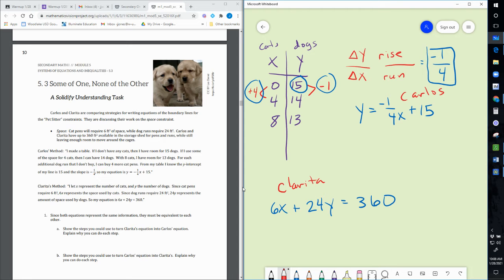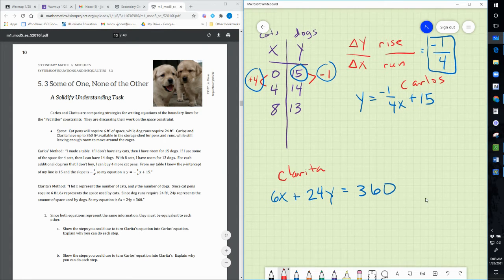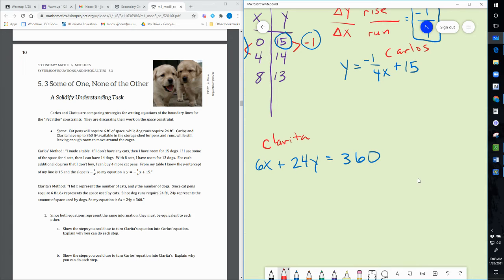Okay? So now we have 2 equations that you guys should have written down. Now it says question 1 finally, right? 4 minutes in. So question 1 says, since both equations represent the same information, they must be equivalent to each other. They're going to have the same exact graph, and all the x and y values should match up because they literally are the same.